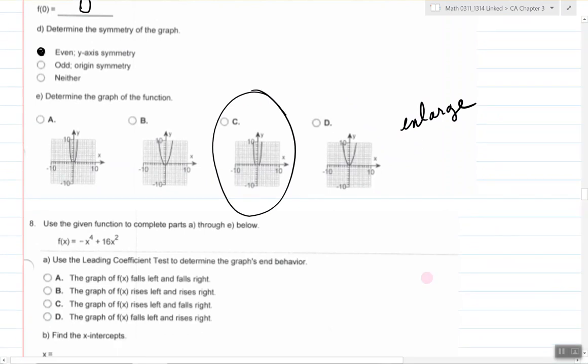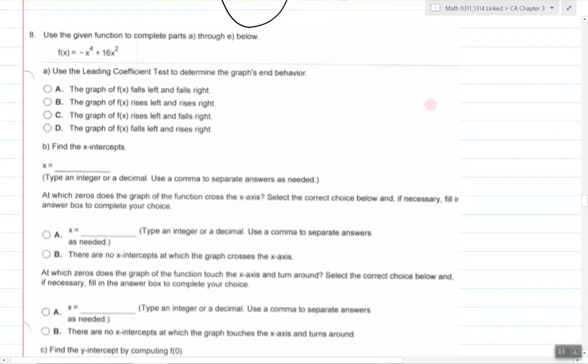All right, so let's go on to number 8. I think we will do number 8, and then perhaps we will pause again so that this is not such a long video. This is a 4th degree function, so it is even. That means it's either up, up, or down, down. Because the leading coefficient is less than 0, it's negative, so it's going to be down, down. It's choice A.